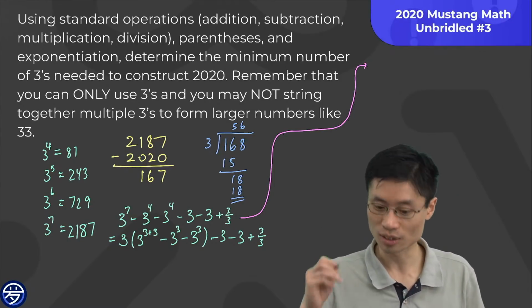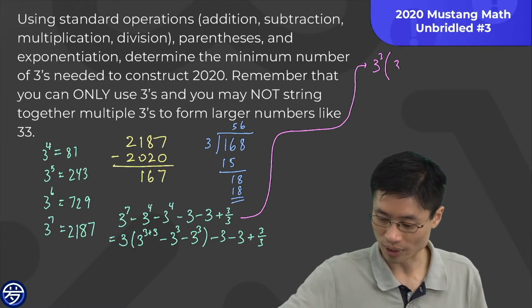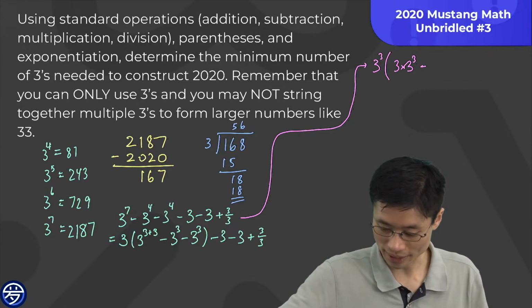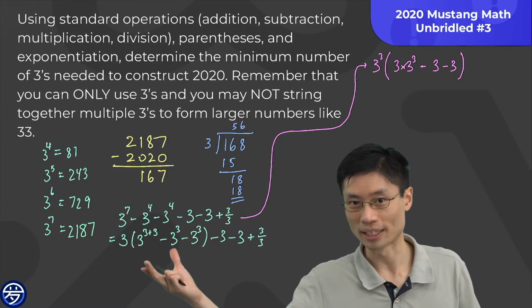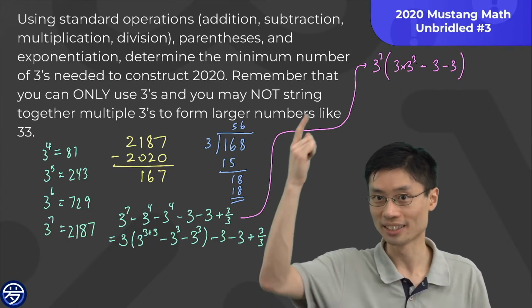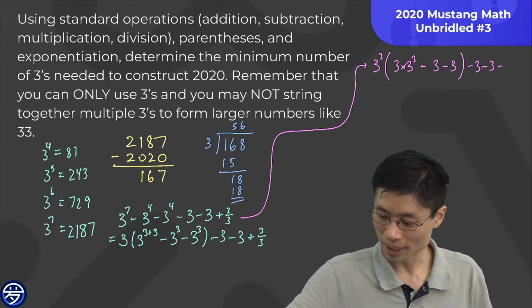Nice idea, factor 3 cubed out instead. If I factor 3 cubed out, then I get 3 to the 4th, which is 3 times 3 cubed, and then minus 3, minus 3. That's the first part now. Okay, so that's my first part. Factor 3 cubed out instead. And then I get minus 3 plus 3 over 3.